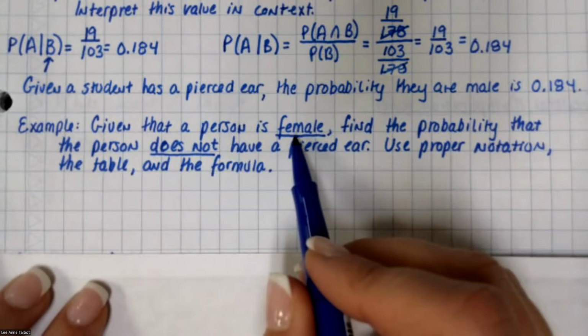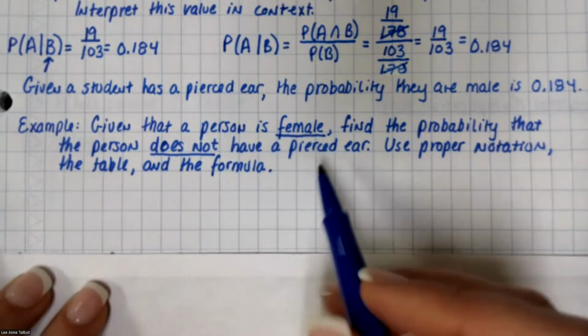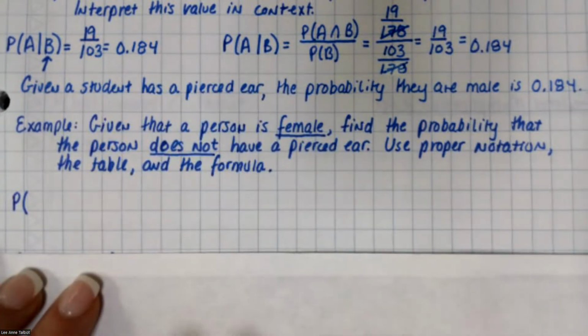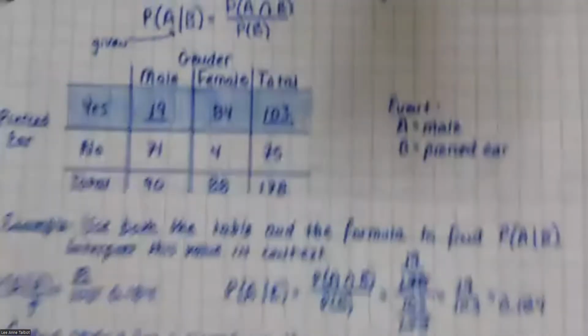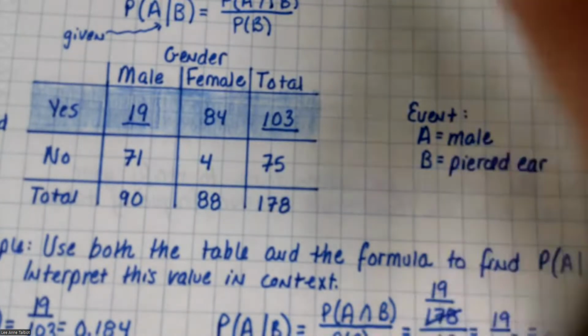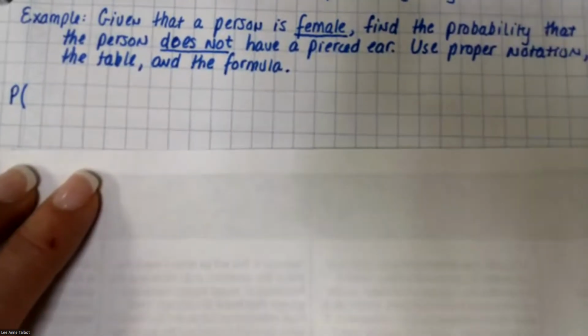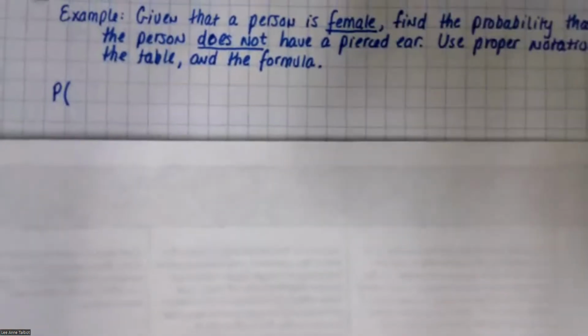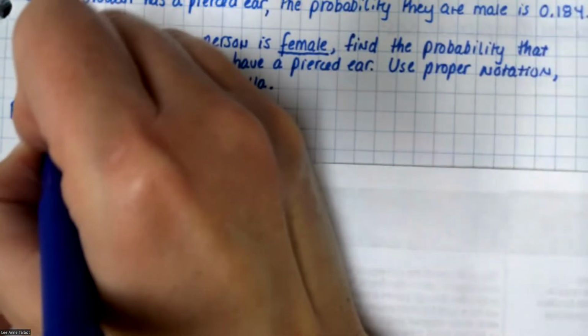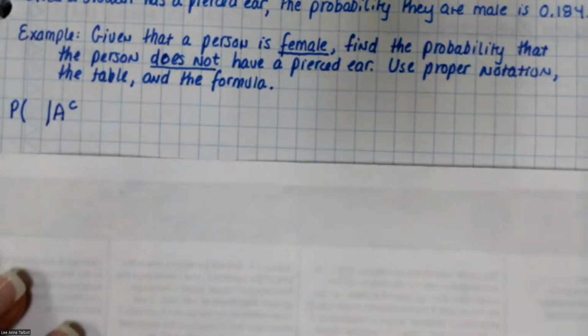Given that a person is female, find the probability that the person does not have a pierced ear. Okay, this is going to be the hardest part. What part of it is given? That they're female. Our notation doesn't have anything about being female, so we have to call it not male. Since that's the given part, we have to put that second. So we're going to say given, not A.